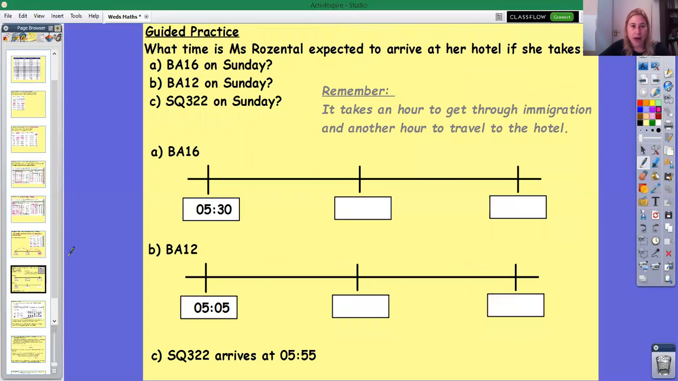Okay, there's some guided practice now. So just to think about what time would I arrive at my hotel if I took these other flights. So I've listed the flights here and I've given you the times that they land. So you've got to think, if it takes an hour to get through immigration and another hour to travel to the hotel, what time would I arrive at my hotel? And the last one's just to think about without the number line, just to stretch your brain a bit.